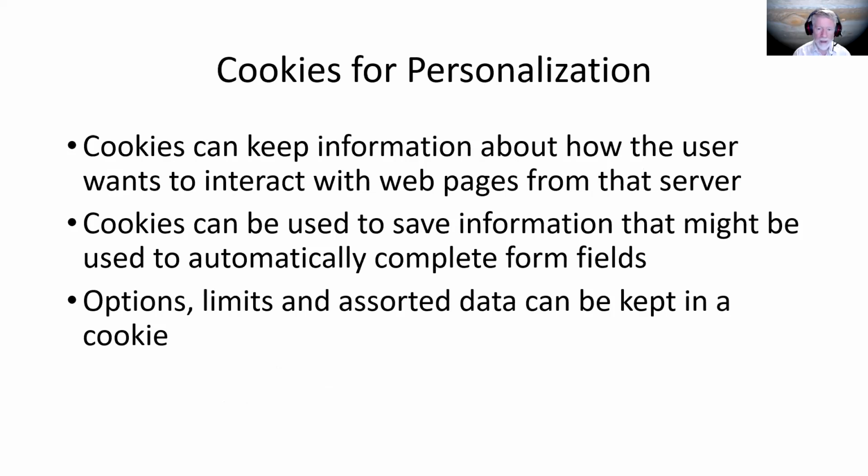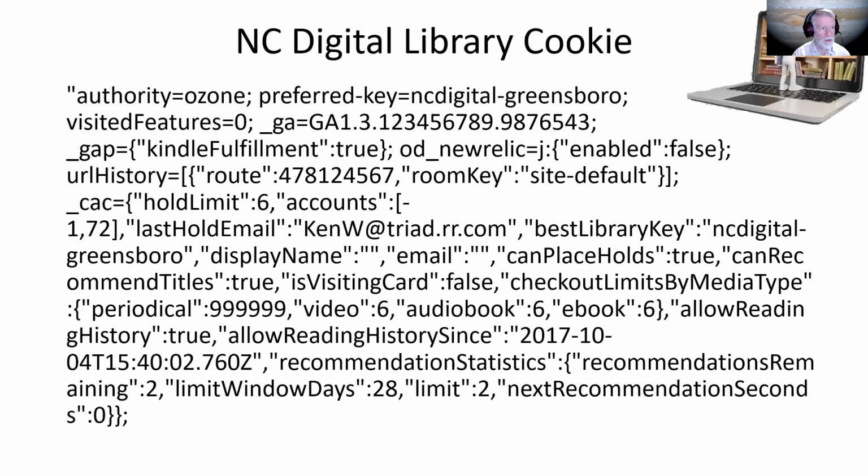And you can save information for fields, all sorts of stuff that can be saved. I have an example here. This is a cookie I got from the North Carolina Digital Library, which, by the way, I recommend to everyone. If you have a Kindle or something, before you buy a book, go out and see if you can borrow it from the North Carolina Digital Library, and you can get it downloaded to your Kindle.